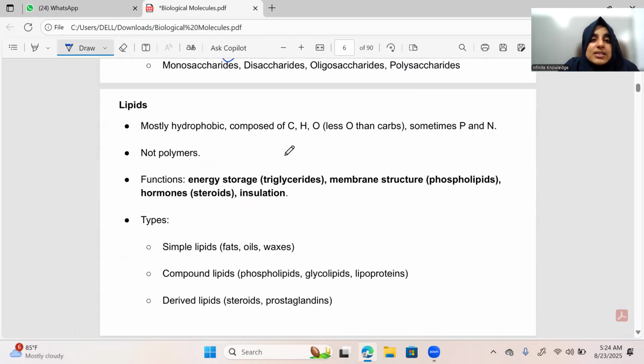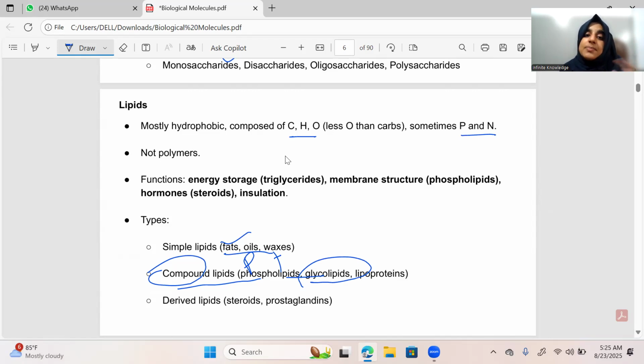Now, what is the introduction of lipids? Lipids are basically hydrophobic. They are composed of carbon, hydrogen, and oxygen. Sometimes they are composed of phosphorus and nitrogen. There are simple lipids, for example, fats, oils, and waxes. Compound lipids, compound means they are combined with another molecule. For example, phospholipids are combined with phosphorus plus a lipid. The combination is known as phospholipid. This is basically conjugated molecules.